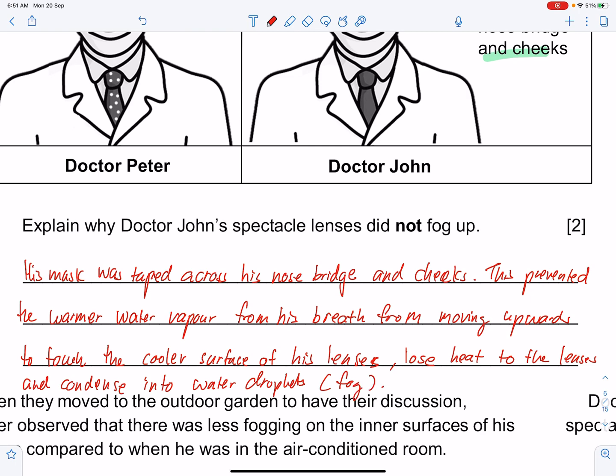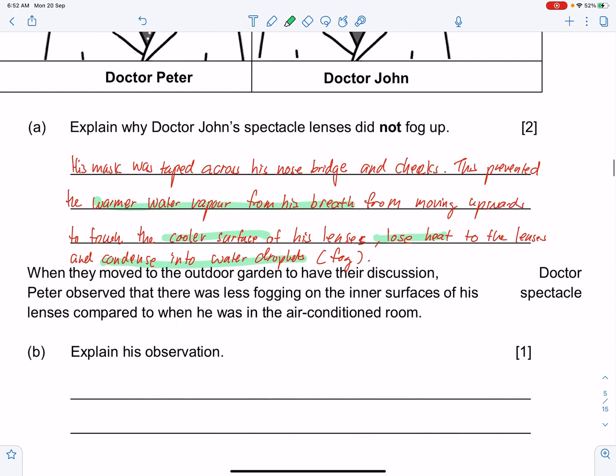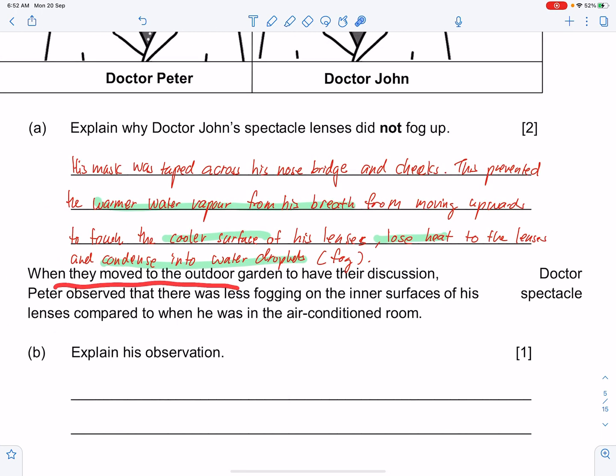So it's very important to identify where is your source of water vapor. Next thing, identify, okay, where is your cooler surface at which you will lose heat to, and then it condenses into water droplets, which is your fog. Right? Now, then it said when they moved into an outdoor garden to have the discussion, Peter observed there was less fogging on the inner surfaces of his lenses compared to when he was in the air-conditioned room.